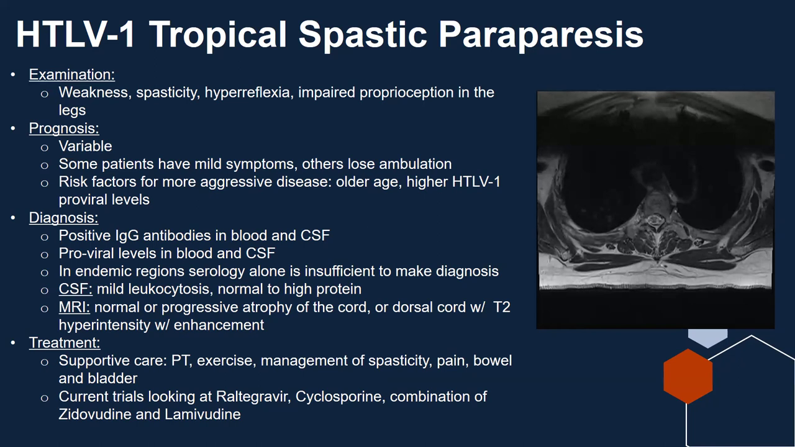MRI can show progressive atrophy of the cord, particularly the thoracic cord, and there may be T2 hyperintensities in the dorsal cord. The majority of demyelination and axonal loss and damage occurs in the thoracic cord, which is why you get the most amount of atrophy there. But early in the disease course, the MRI can be normal.